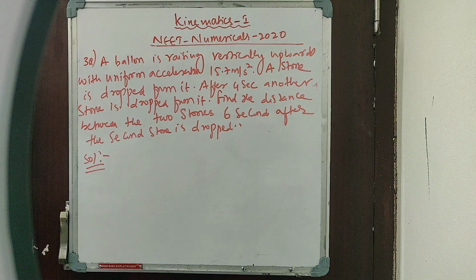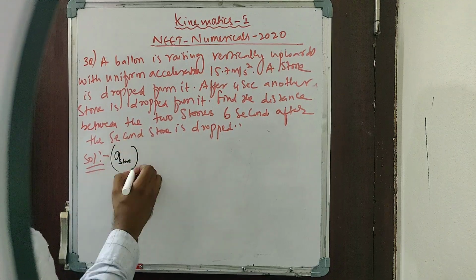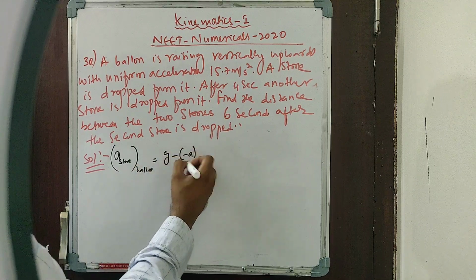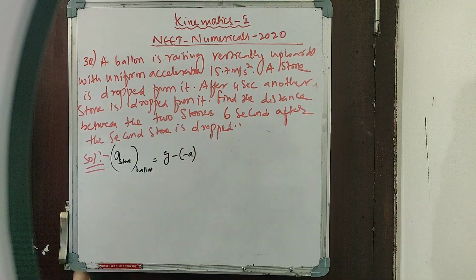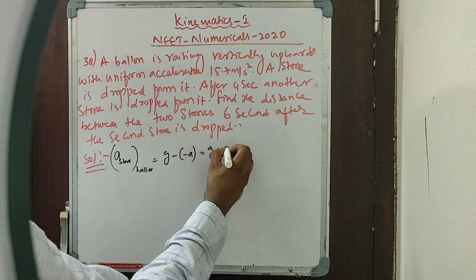So I can write the acceleration of the stone with respect to the balloon. Acceleration of the stone with respect to the balloon is equal to g minus of negative a, because one is moving in the downward direction, the balloon is moving in the upward direction against the gravity. That will become g plus a.